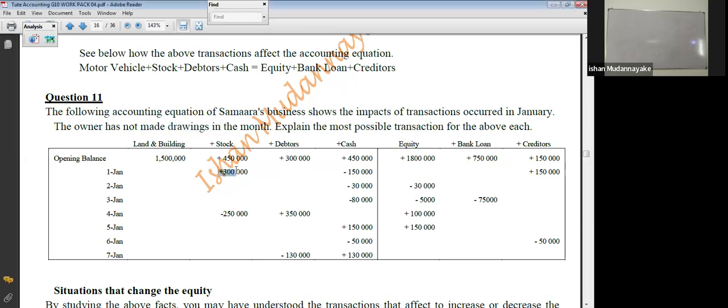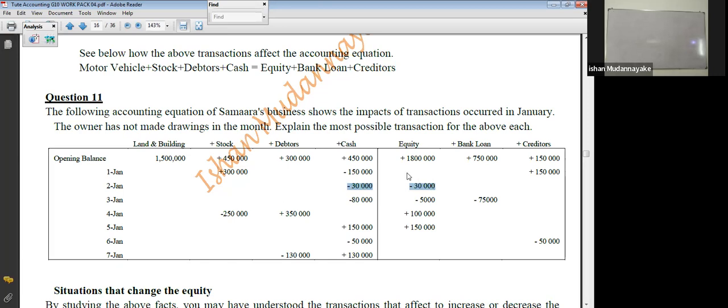First one, what is the first one? Stock plus 300,000, cash minus 150,000, creditors plus 150,000. First transaction: purchase 150,000 stocks on cash basis and 150,000 stocks on credit basis. Transaction number one. You need to write down one of the most possible transactions.